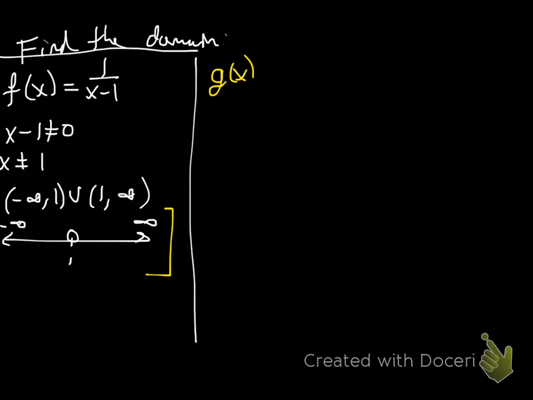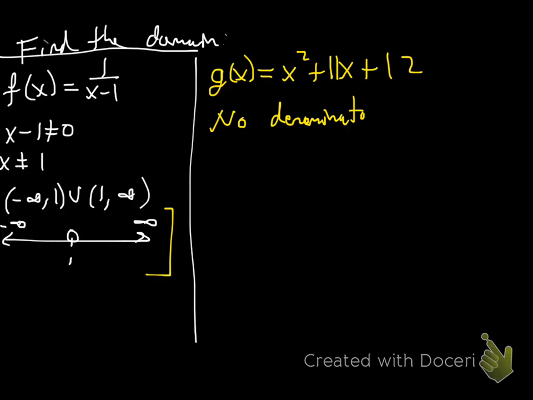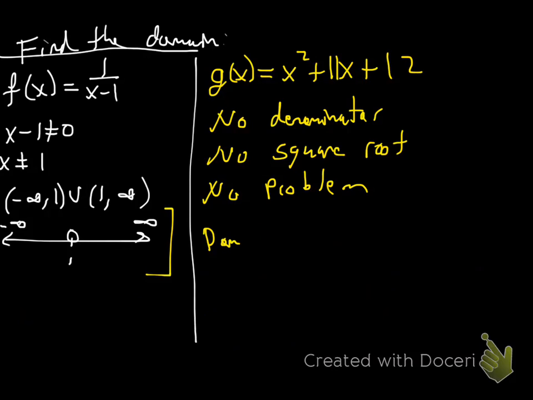So what if I asked you about g of x equals x squared plus 11x plus 12? Well, I'm looking for denominators and I'm looking for square roots. I don't see any denominators, and I don't see any square roots. So, no denominator, no square root. It's going to be no problem. Our default answer is the domain is going to be all real numbers. So everything is going to be okay. So negative infinity to infinity.